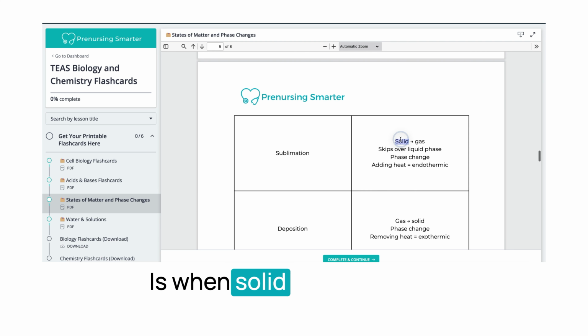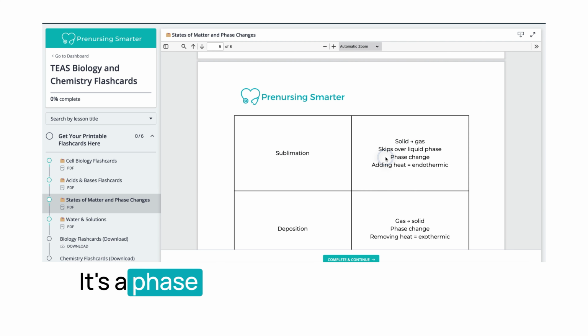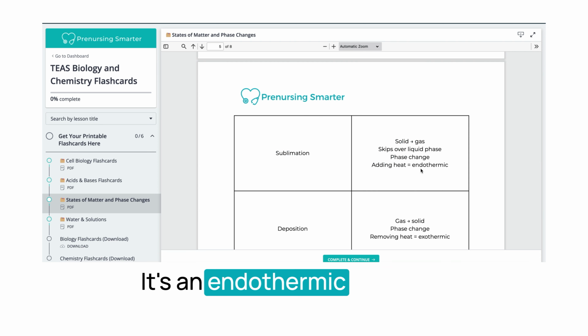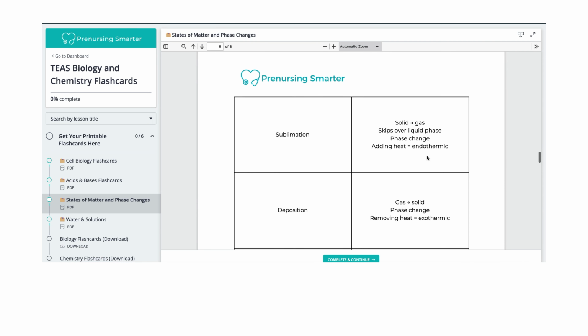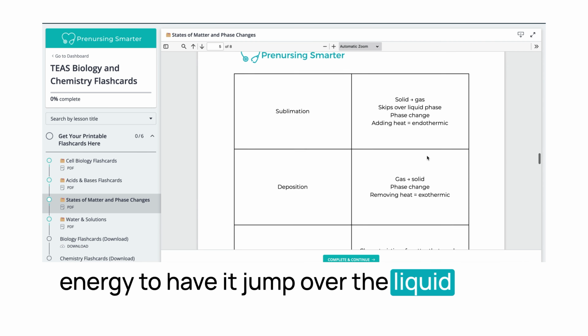Sublimation is when a solid goes to a gas. It skips over the liquid phase. It's a phase change and it's adding heat. It's an endothermic reaction. If you go from solid to gas, you might imagine that's quite a bit of energy to have it jump over the liquid phase.